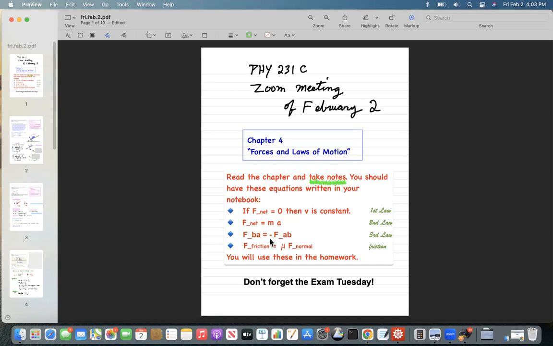For simple examples of friction, the frictional force is a constant times the normal force. Normal force means the force perpendicular to the surface. Normal is just one way that mathematicians describe perpendicular. So you should have these equations and many others written in your notebook. You should copy them onto the help sheet that you're going to use during the exam. And we'll see how to use these in the homework today.